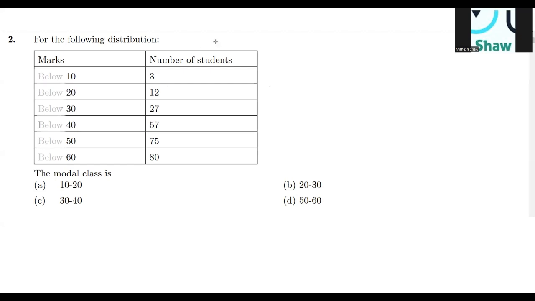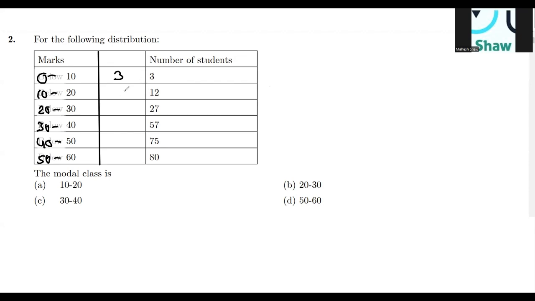So what I can see is that from below 10, I'll be writing 0 to 10. This has 10 to 20, 20 to 30, 30 to 40, 40 to 50, and 50 to 60. And we are given the cumulative frequency, and we'll be finding the frequency for this. Check here, this is the value. This is for 0 to below 10. So below 10 and 0 to 10 will be the same. This is for below 20, right? And below 10 is 3.